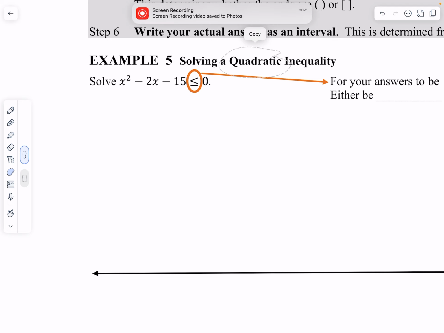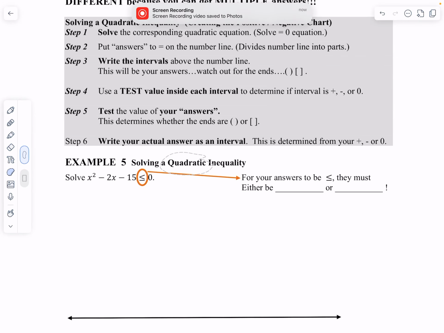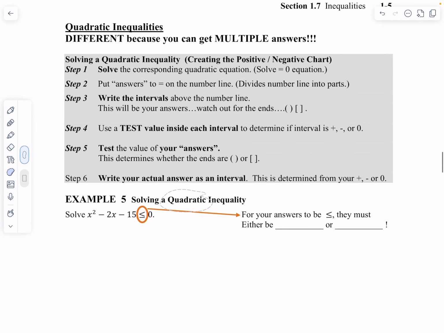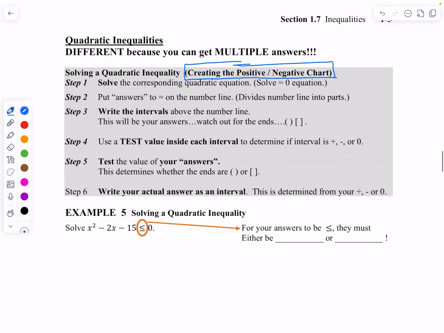So that's going to mess us up a little bit. We can't just say, oh, it's to the right of that or to the left of it. We're going to have two solutions. So we are going to solve this. This time we are going to solve it using a positive negative chart. In chapter 2, we're going to solve it using our calculator, but I want to show you how to do it using a positive negative chart. And on your test, you will need to be able to solve 1 or 2 or 3 of them using a positive negative chart.